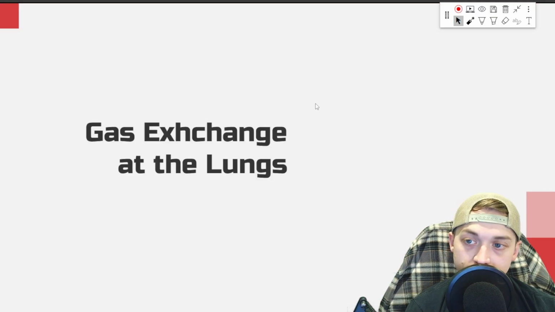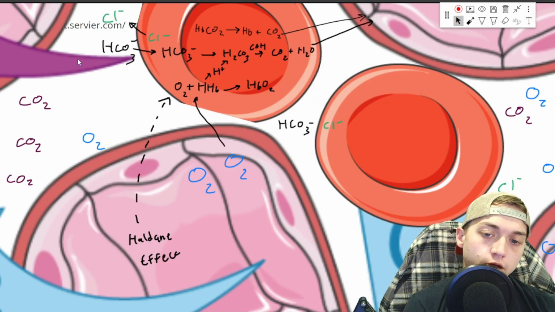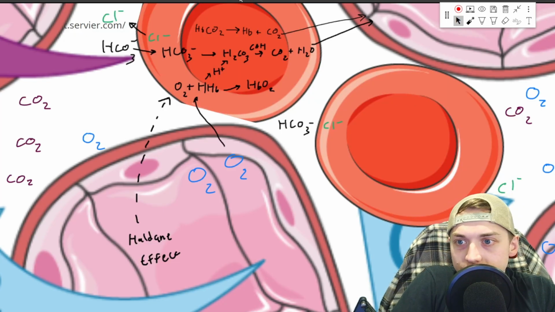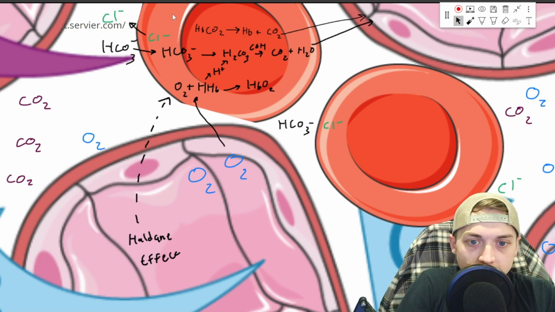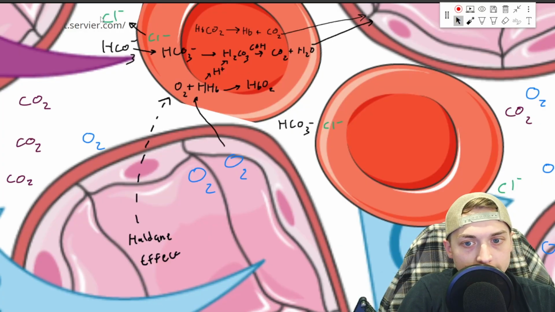So gas exchange at the lungs. All right, let's get into this one. Okay, so it's basically the same thing that we just went through, except it's in reverse. Okay, so remember, we got 3% of our CO2 is just out here kind of hanging out in the bloodstream. It's just going to diffuse across the alveoli. We got a little bit of CO2 in that carbaminohemoglobin form. This is going to break up. It's going to leave behind a hemoglobin and a CO2, and then it's going to diffuse across that alveoli.